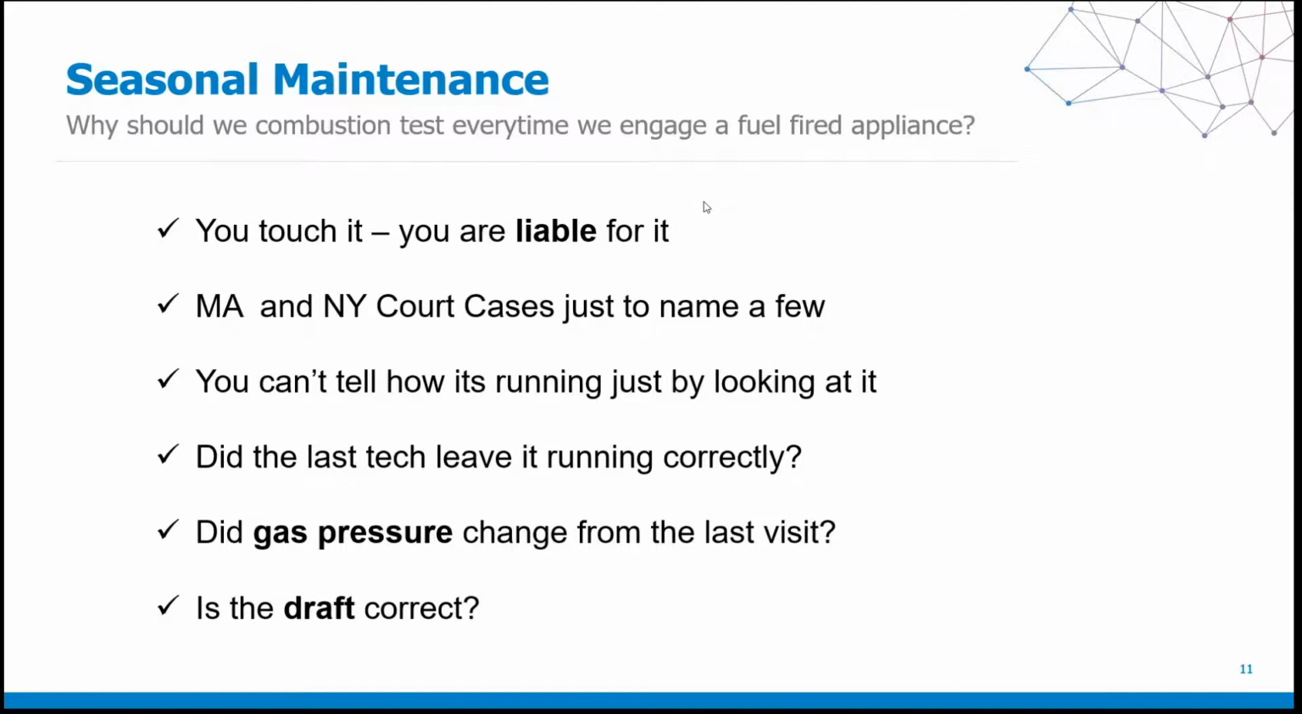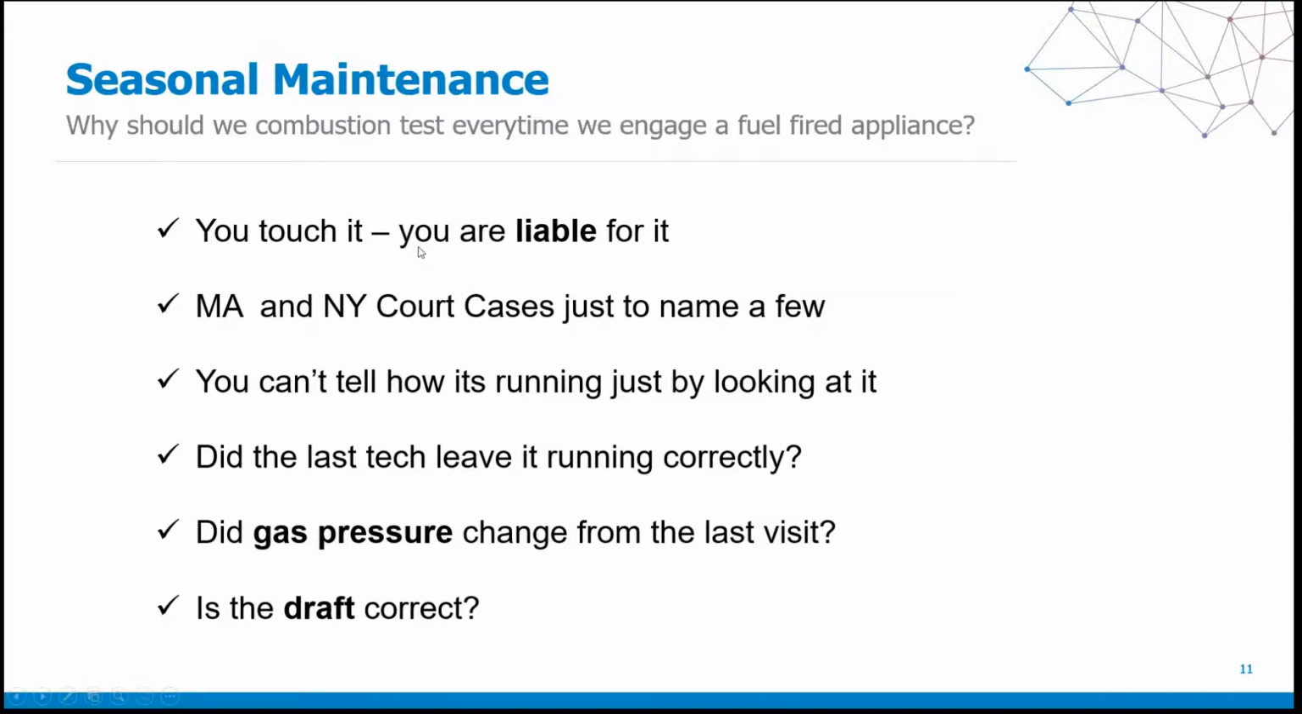Did the gas pressure change from the last visit? As I mentioned earlier, gas pressure can sometimes fluctuate day to day. So it's very, very important to verify what the gas pressure is and to make sure that we have everything set up correctly with our gas valve and everything.